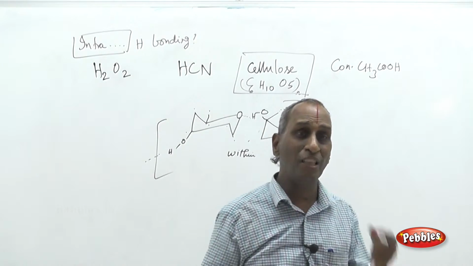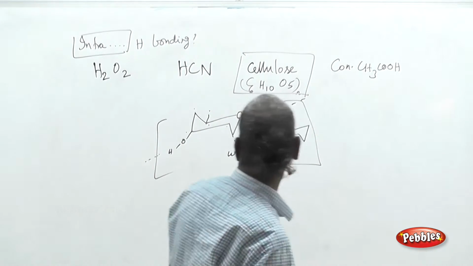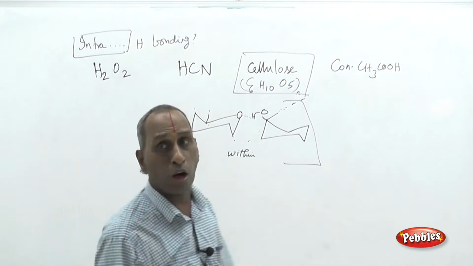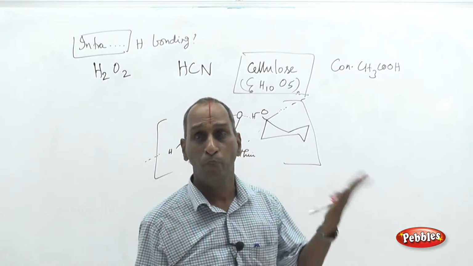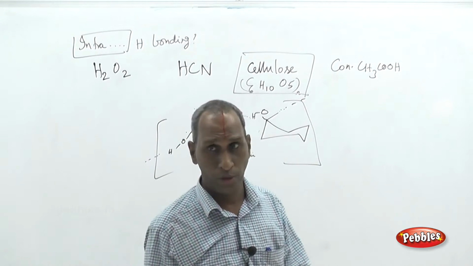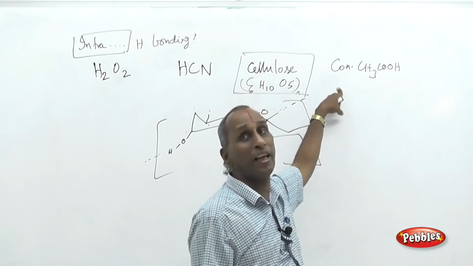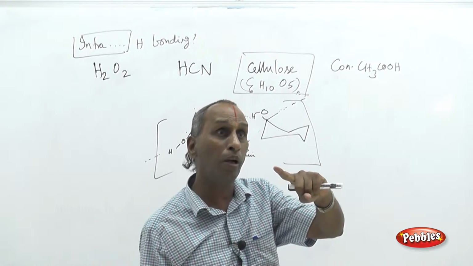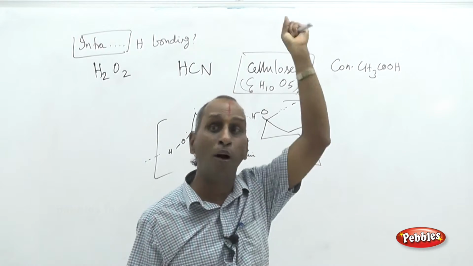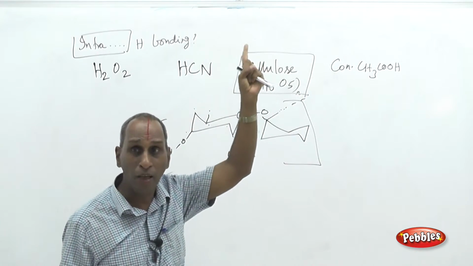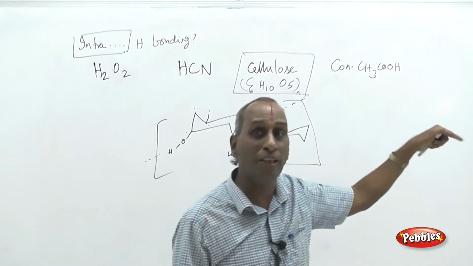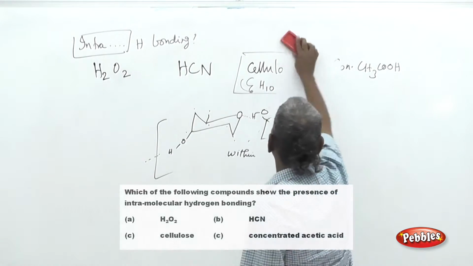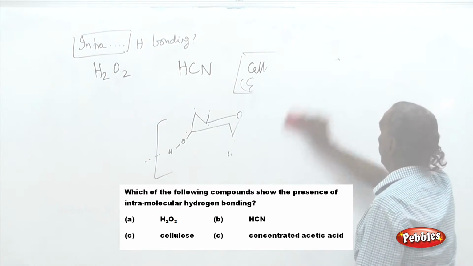That is, hydrogen bonding exists between two molecules of H2O2, HCN, or acetic acid, as the case may be. Even concentrated acetic acid has it between acetic acid molecules. Why is it mentioned as concentrated acetic acid? If it were mentioned as dilute acetic acid, there would be hydrogen bonding between acetic acid and water molecules. That is why it is mentioned as concentrated acetic acid. So this finishes the analysis of this question.